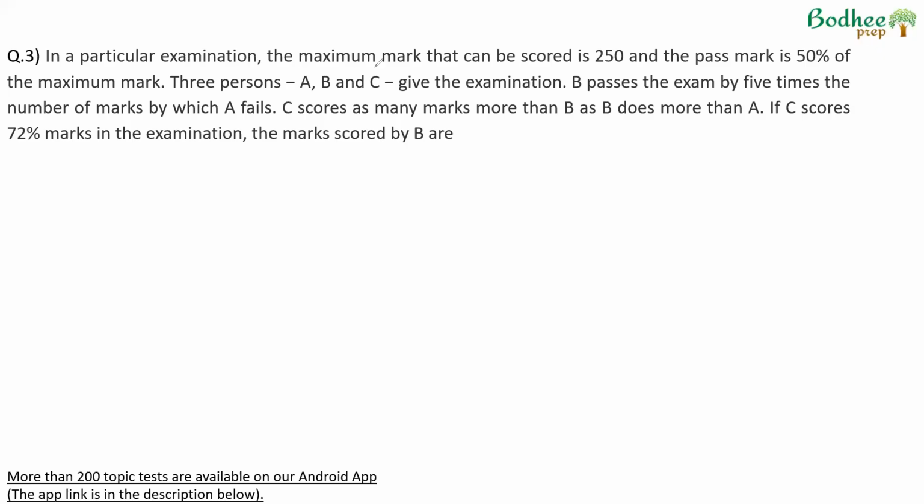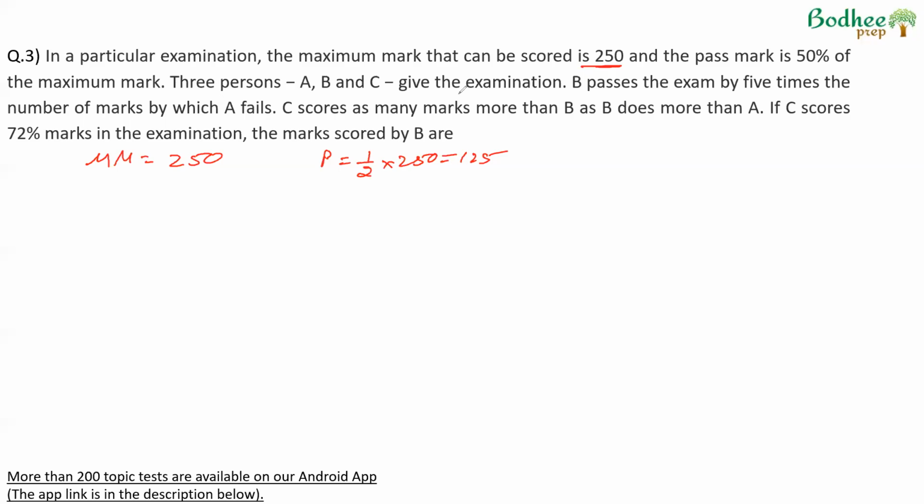In a particular examination, the maximum marks that can be scored is 250 and pass marks is 50% of maximum marks. So maximum marks is 250, pass marks is 50% or half of 250, which will be 125. 3 persons A, B, C give the examination. B passes the exam by 5 times the number of marks by which A fails.